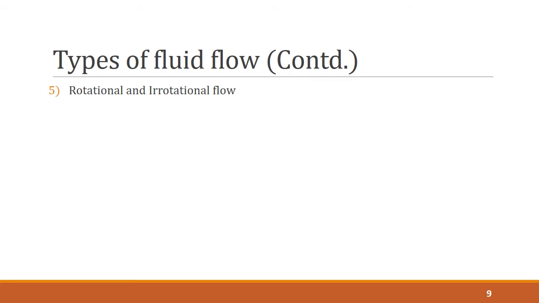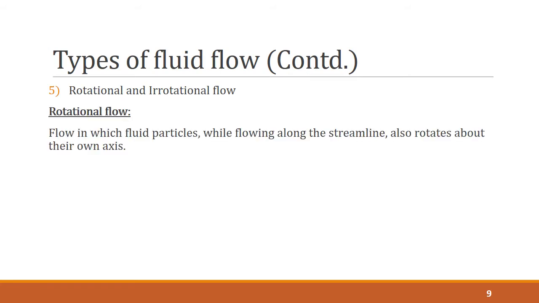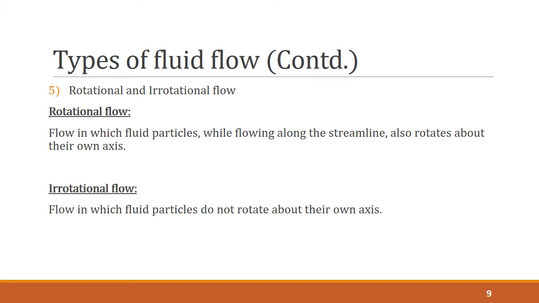Next is rotational and irrotational flow. Rotational flow is the flow in which fluid particles, while flowing along the streamline, also rotate about their own axis. And irrotational flow is the flow in which fluid particles do not rotate about their own axis. Whereas when the rotational component is there, it is known as rotational flow. If fluid particles do not rotate about their own axis, it is known as irrotational flow.